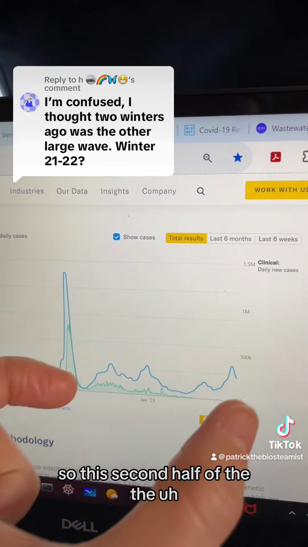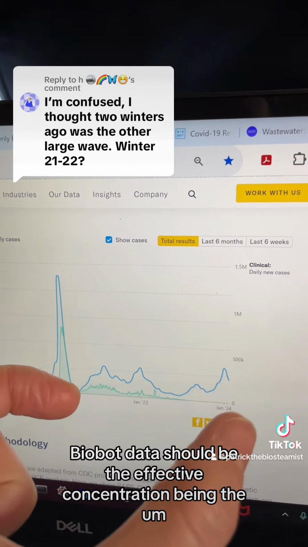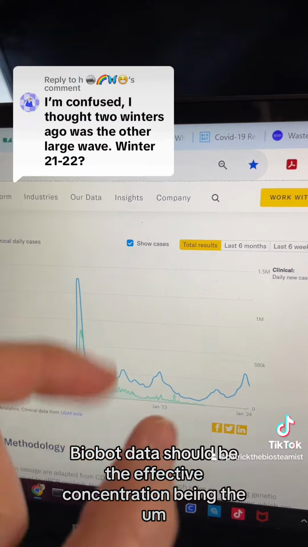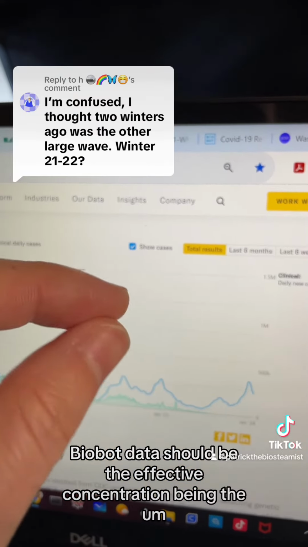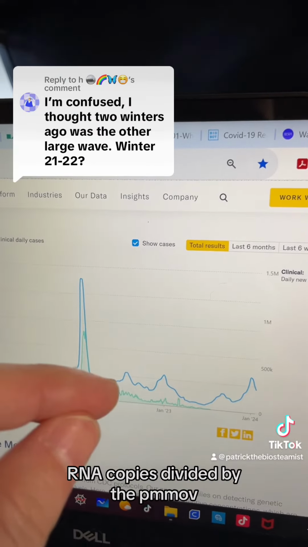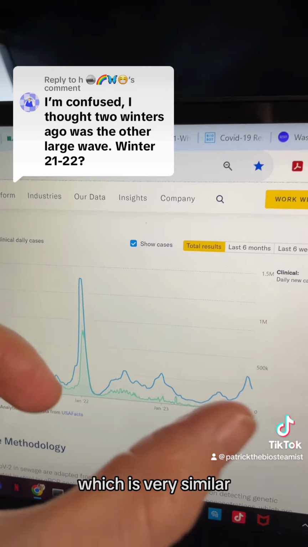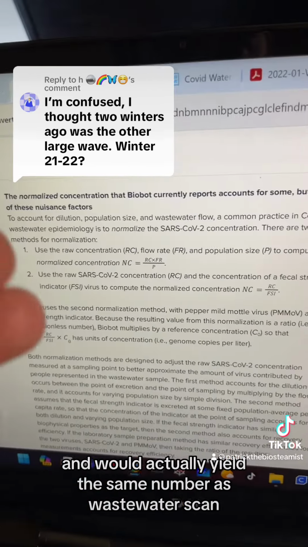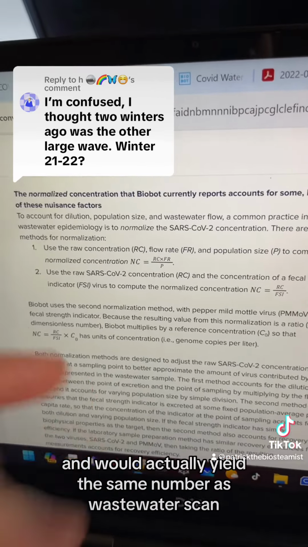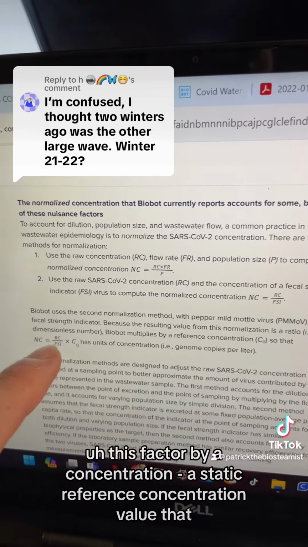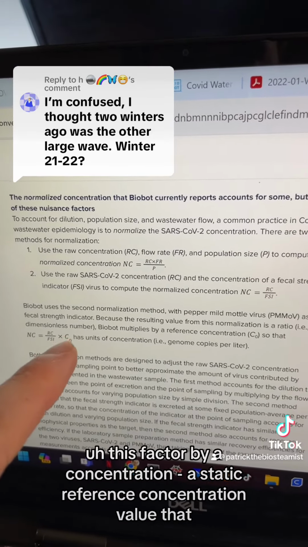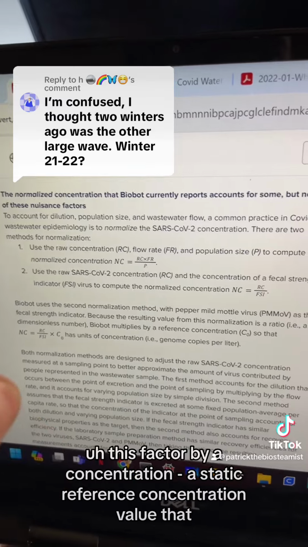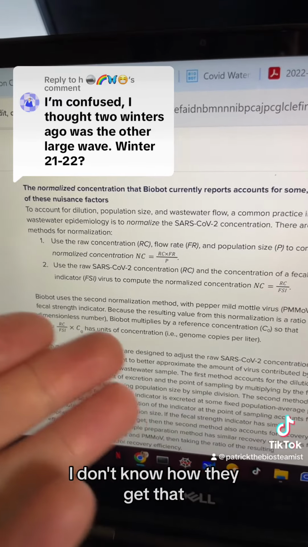So this second half of the Biobot data should be the effective concentration, being the RNA copies divided by the PMMoV, which is very similar, and would actually yield the same number as WastewaterSCAN, except they multiply this factor by a static reference concentration value that I don't know how they get.